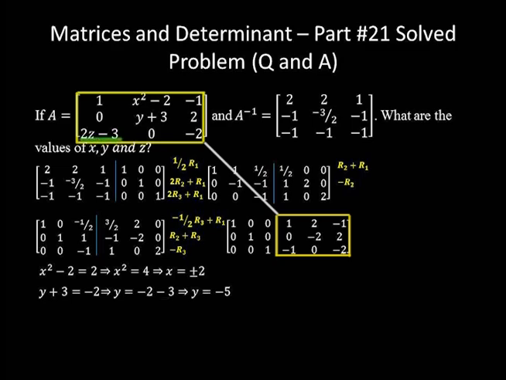2z minus 3 is in row 3, column 1, and that has to be equal to row 3, column 1 of the resultant matrix. 2z minus 3 equal to negative 1. Taking minus 3 to the right of equality sign becomes plus 3. This implies 2z equal to negative 1 plus 3 gives us positive 2. Dividing both sides of the equality by the coefficient of z gives us z equal to 1.